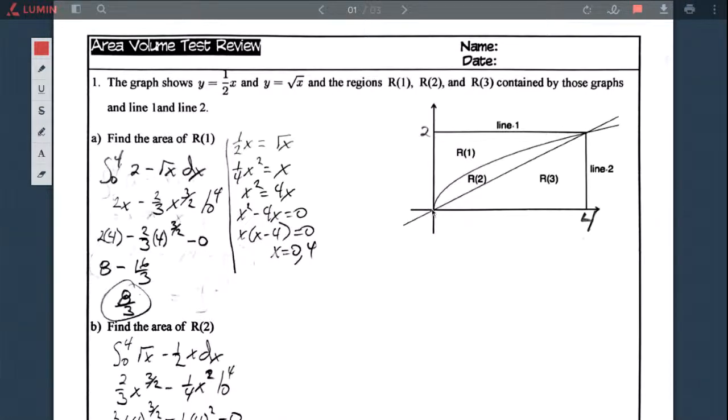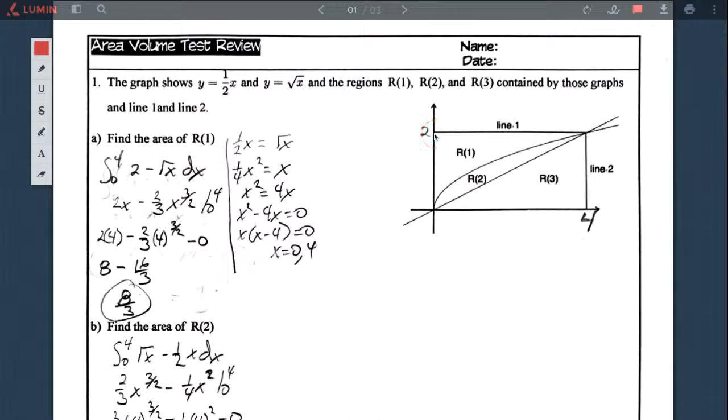The first thing we want to do is figure out where we start and where our interval stops. So we set our two functions equal to each other: 1 half x equals square root of x. I squared both sides, so 1 half squared gives me 1/4, x squared gives me x squared, and the square root of x squared gives me x. I multiplied both sides by 4 to get rid of my fraction, moved the 4x over, and factored out an x, and we see that our intersection points are 0 and 4. So that's why I have this marked as 4.